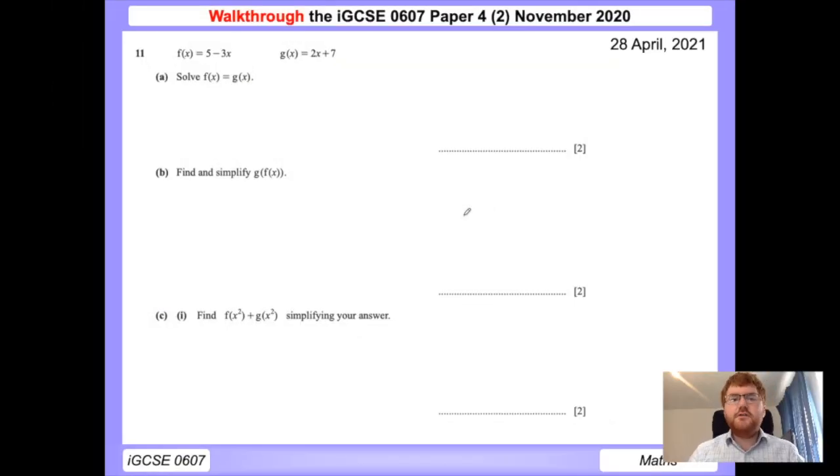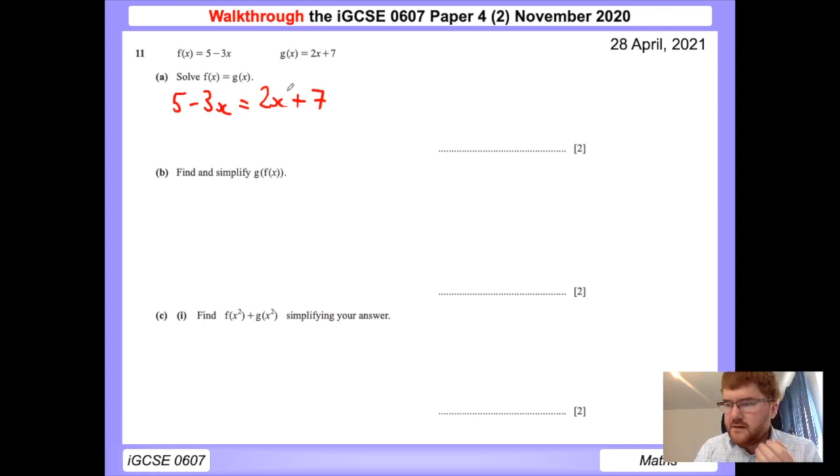Okay, and on to question 11, a very typical extended functions question. So we're given two linear functions, 5 minus 3x and 2x plus 7. And our first thing is to solve f of x equals g of x. So what they want us to do here is take our f of x function, which is 5 minus 3x, and then make it equal to g of x, which is 2x plus 7. So this essentially turns into an equation solving problem.